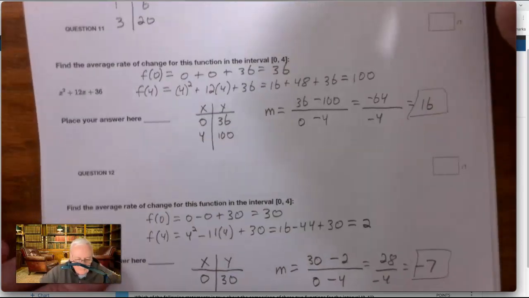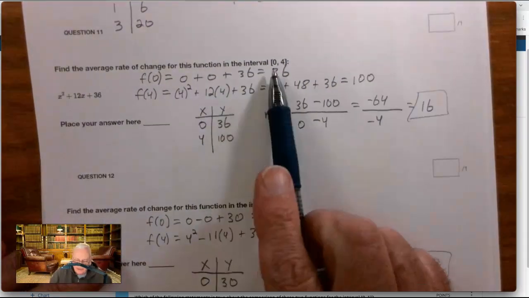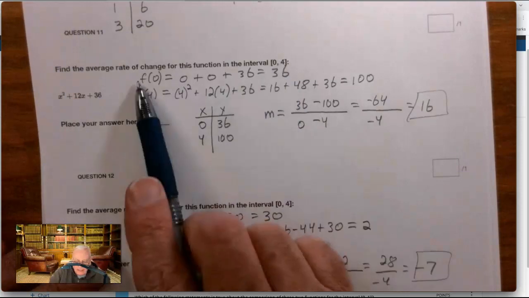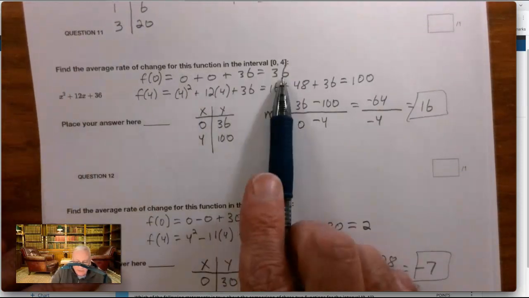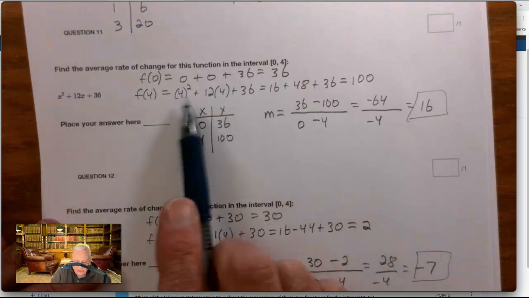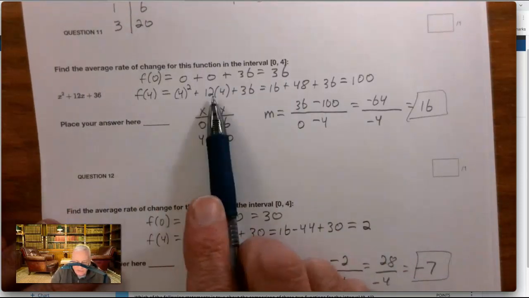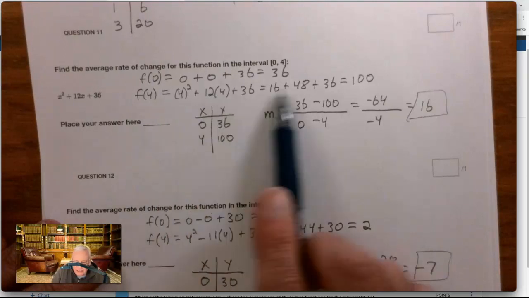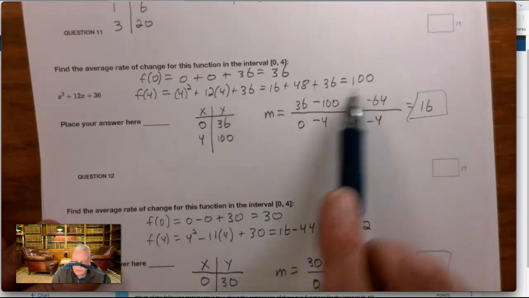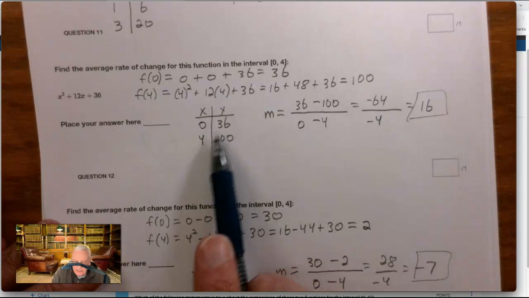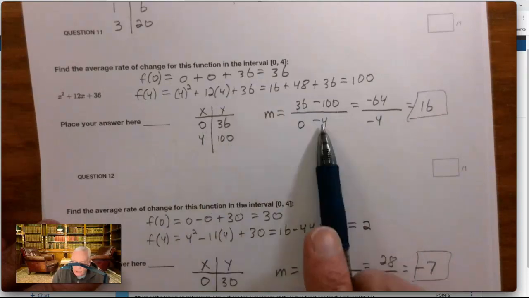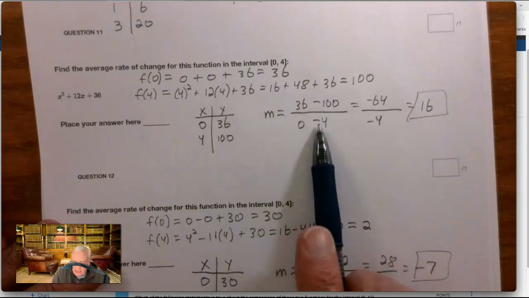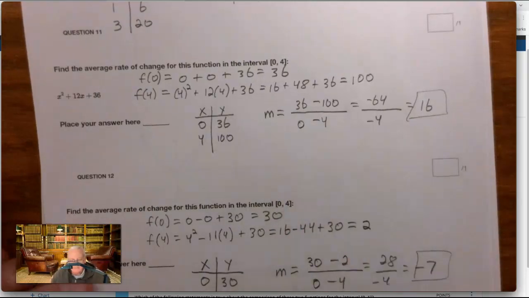All right, number 11. The interval is 0 to 4. So first I want f of 0, and I plug it in right here, so that we end up with 36. Then I plug in 4 right here too, so 4 squared plus 12 times 4 plus 36, I got 100. So here's our 2 points, 0, 36, 4, 100. Calculate the slope, the difference in the y's, difference in the x's. I got 16.